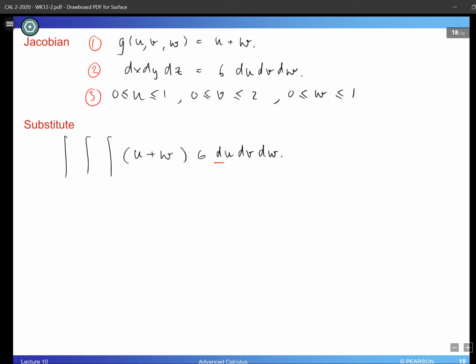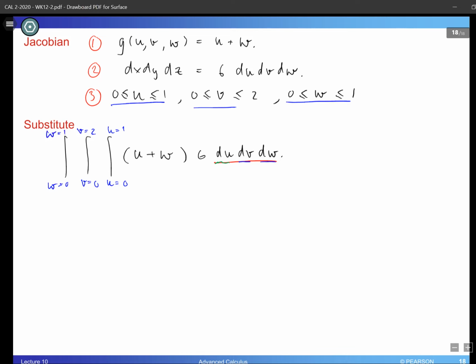We pick this order at random. You can choose a different order, that doesn't matter. What matters is that the boundaries you put into the integration signs correspond to the right differential. The first one is for u, and we know u is between 0 and 1, so u starts at 0 and ends at 1. Now for v, it starts at 0 and ends at 2. And the last one, w, starts at 0 and ends at 1.